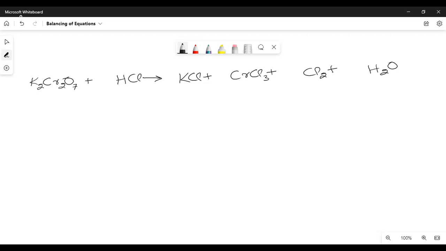First of all, we're going to solve potassium. We're going to write 2 with the KCl. Perfect. Good start. Second, we're going to do chromium, and we're going to add 2 with the CrCl3. That's chromium. Cr is chromium. Cl is chlorine.